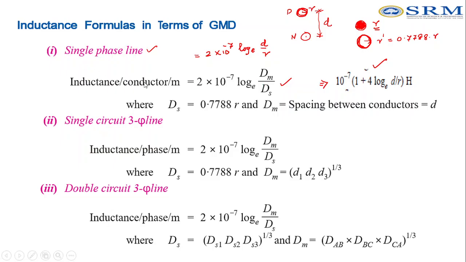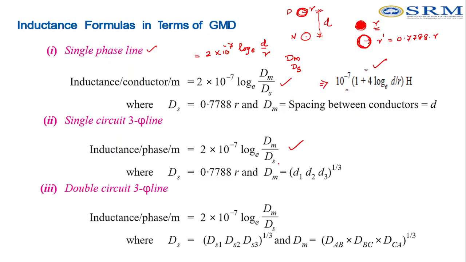So this is the formula for a single phase line, and here it is denoted as dm and ds. dm is the mutual distance, which we will see later, and ds is the self distance. Using this formula, ds by dm, we can find the inductance for a single phase system. And similarly for a three phase system, the formula is the same.